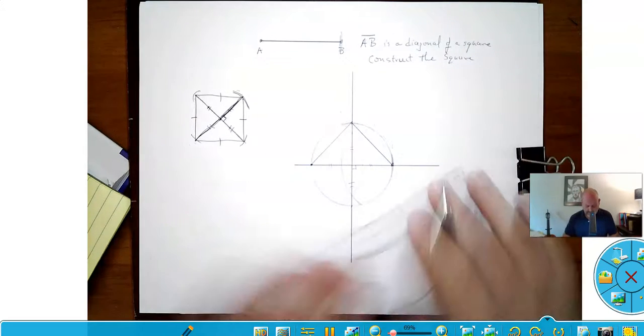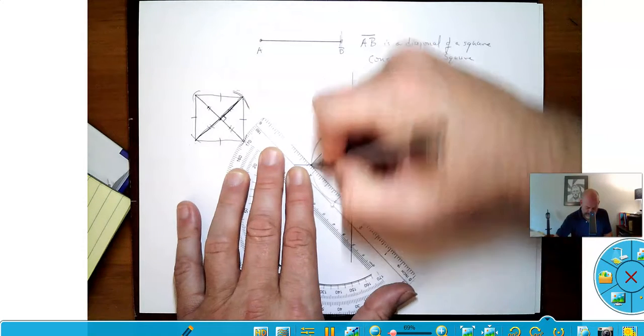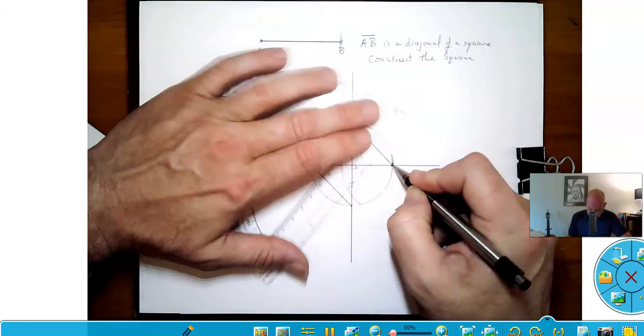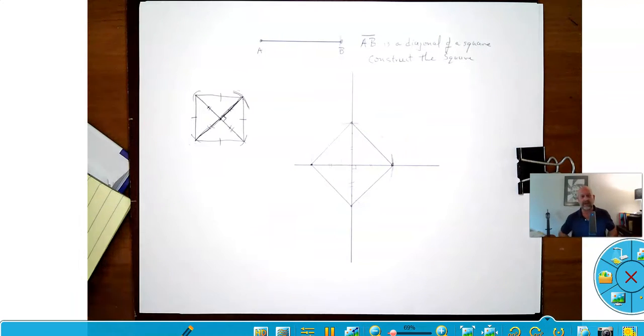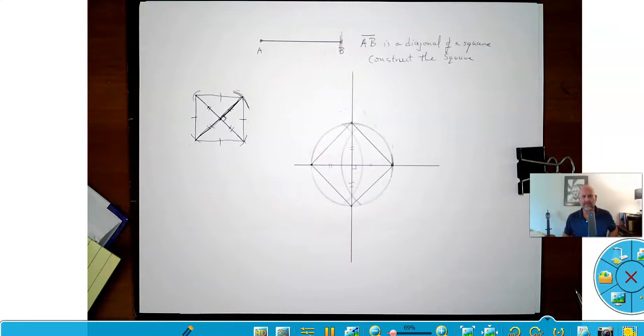You notice we didn't construct right angles at the corners at all. We got to this completely indirectly. Which is one of the reasons I really like geometry. Well, now it fades back in. There we go. You can see all the stuff there.